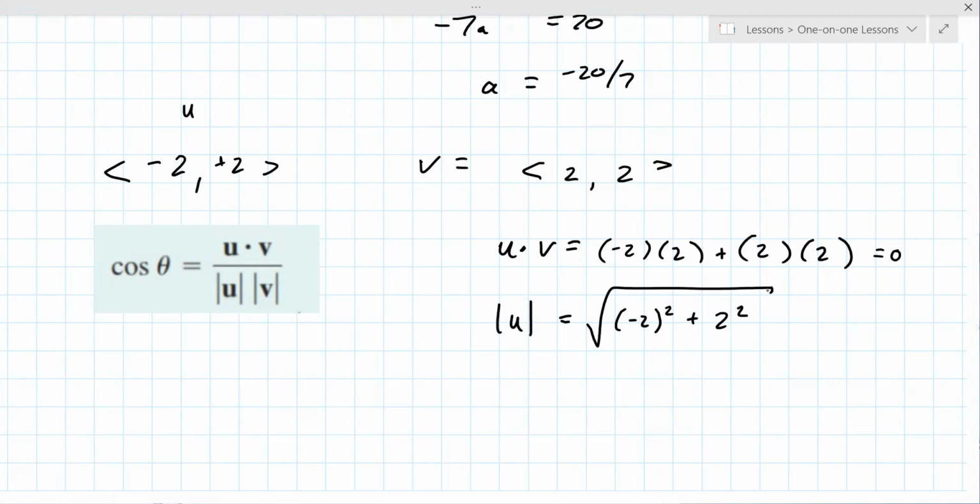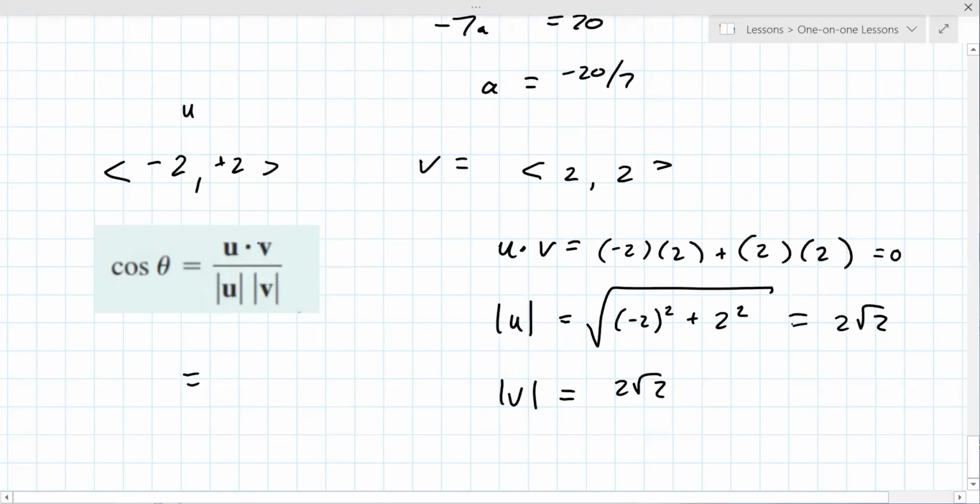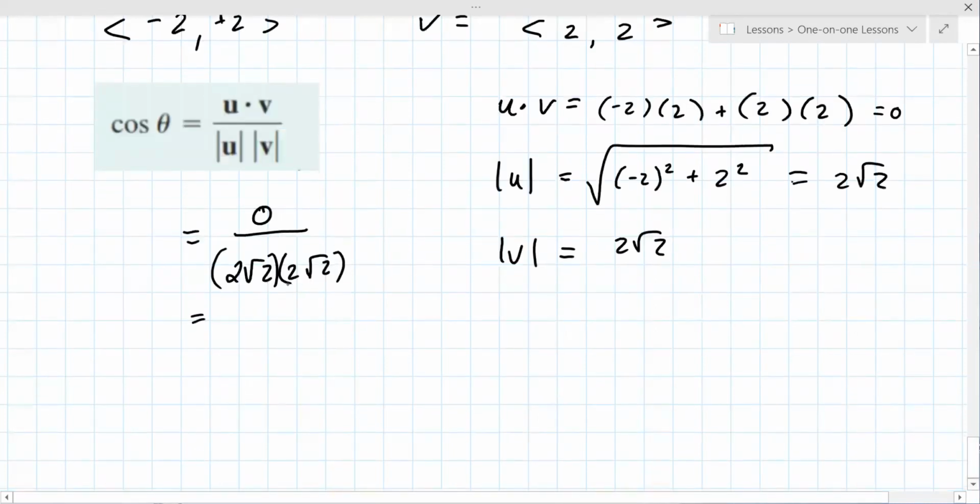Which is 2 root 2. Good. So it's the square root of 8 or 2 root 2. How about the magnitude of v? Square root of 2 squared plus 2 squared. Same thing, it's 2 square root 2. So now u dot v is not normally 0, but let's just go with it for a moment. It's over 2 root 2 times 2 root 2. The nice thing about the bottom is the roots usually go away. This becomes 8 on the bottom. So cosine theta equals 0 over 8.